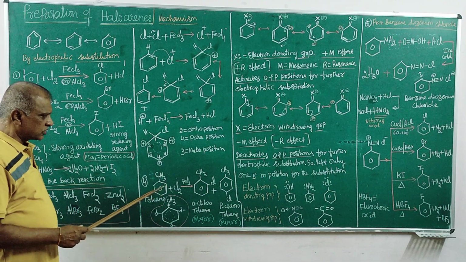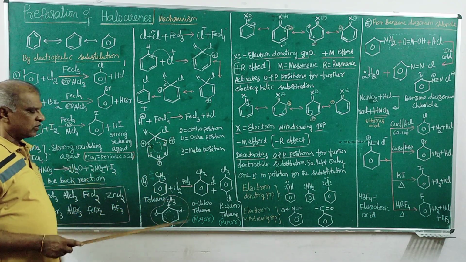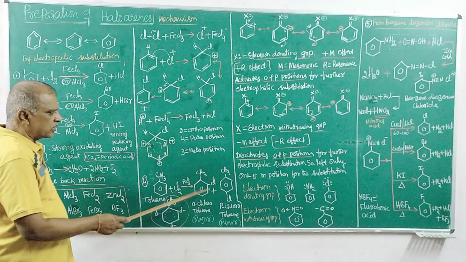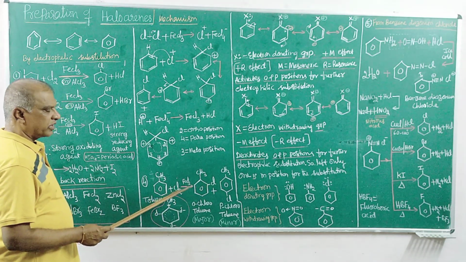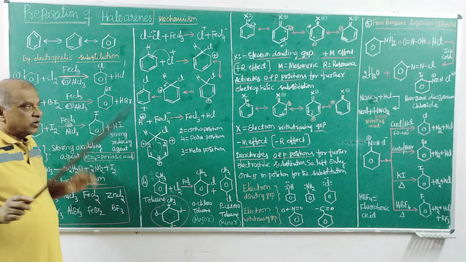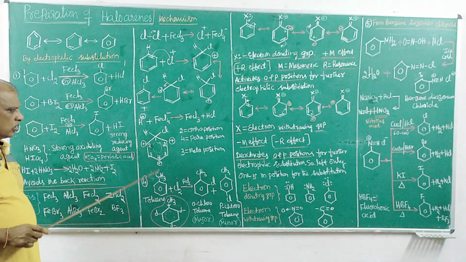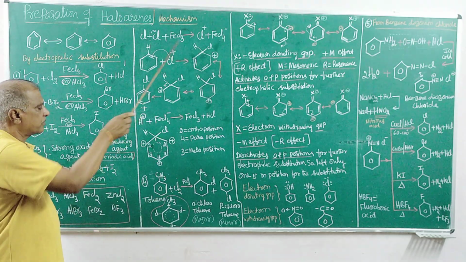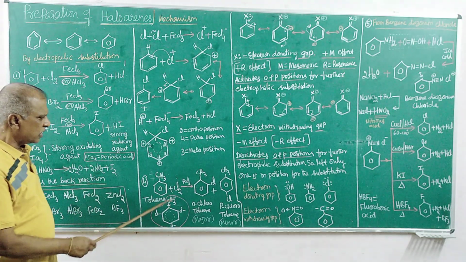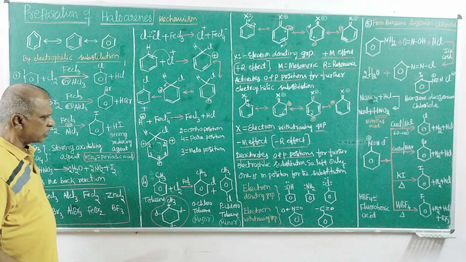You can convert this hydrocarbon into a halogen derivative, like chlorine. The reaction and mechanism are similar to this. Now this generates Cl plus like this. So Cl plus at which position now?